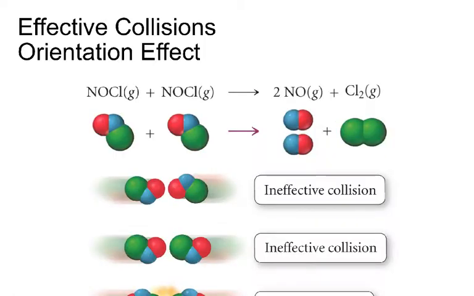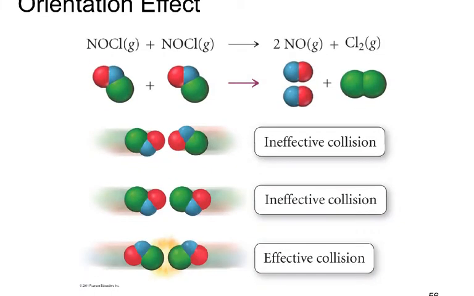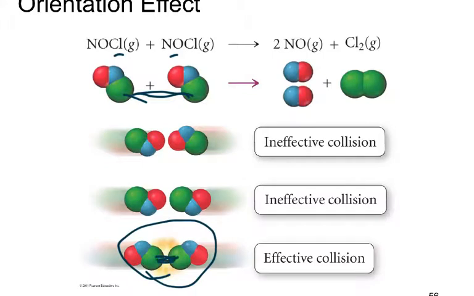And we also need the correct orientation. So you can see here, if we are colliding these two molecules together, they need to be in this orientation so the two chlorines can react with each other. This is the effective orientation, the two chlorines reacting. But there are lots of ways for them to collide and not have the right orientation for the reaction to take place.